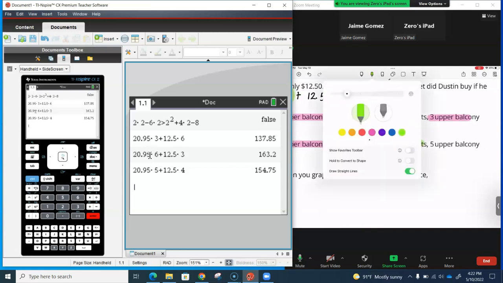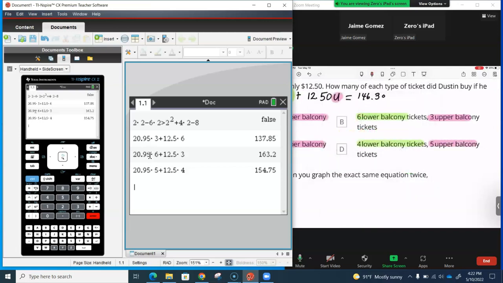4 for the lower, 5 for the upper. 20.95 times 4 plus 12.50 times 5. There it is, finally. So yeah, that's why that's the answer. Again, that's what you would write on your work. Write this down as work. That's how I did this question.